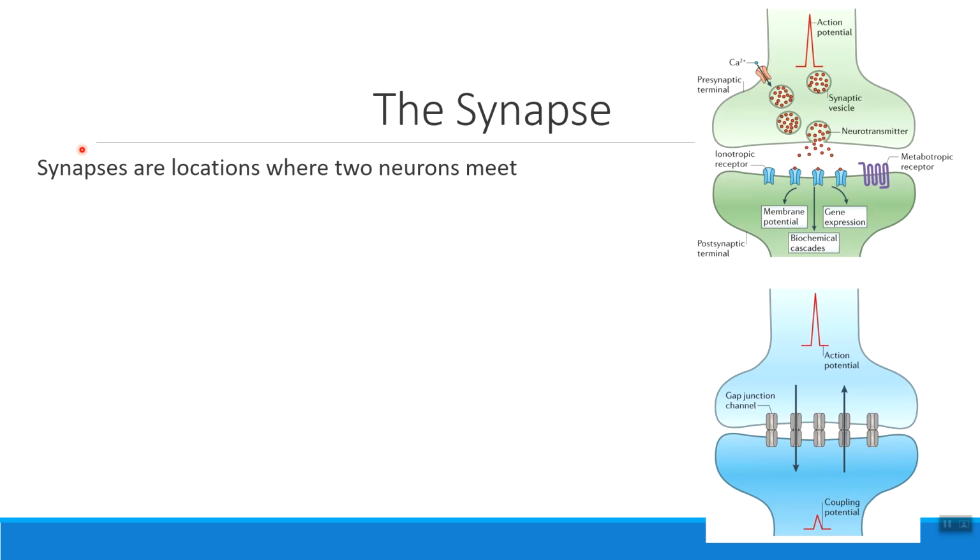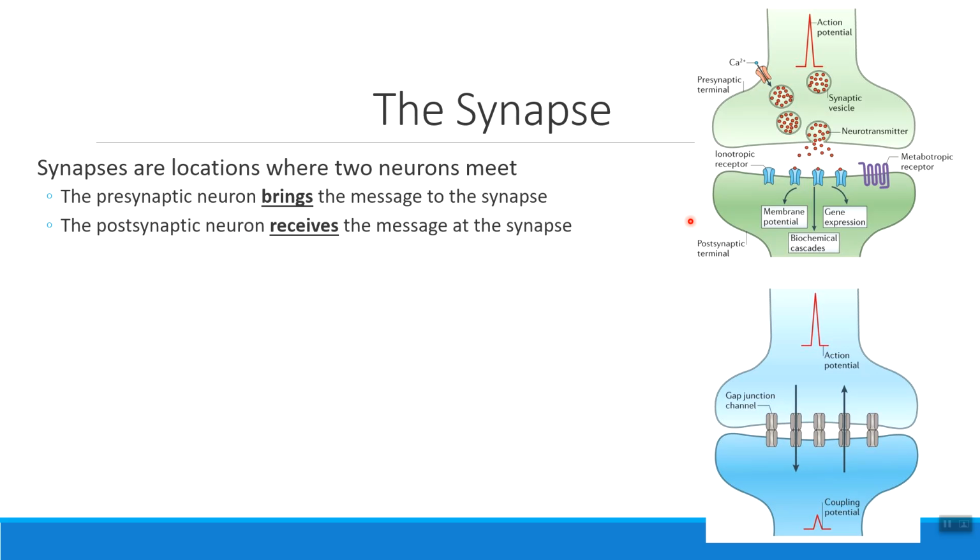Everything we've been talking about with neurotransmitters is all happening at the synapse. A synapse is just a fancy word, again, for a place where two neurons meet. Remember from our sketch that we have a presynaptic neuron. The presynaptic neuron is the neuron that brings the message to the synapse. The postsynaptic neuron is the neuron that's going to receive the message at the synapse.